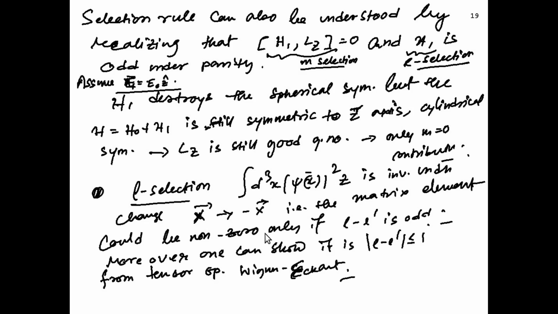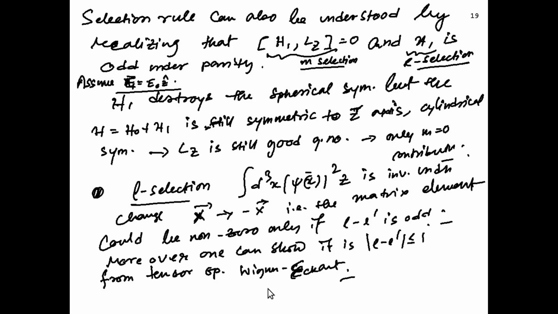If we go back to that spherical harmonics form, we can also show that it tells you L minus L prime is odd. It does not tell you L minus L prime has to be equal to 1, like L goes to L prime plus minus 1. That comes from the tensor operator and the Wigner-Eckart theorem.